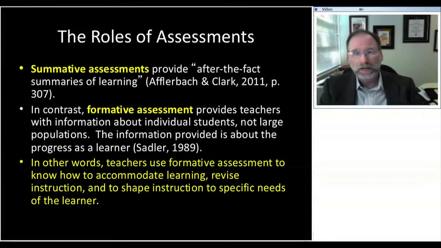And that provides teachers with information about individual students, not large populations, and the information provided will help us with understanding the progress of the learner. In other words, teachers use formative assessment to know how to accommodate learning, revise instruction, and shape instruction to the specific needs of every child.